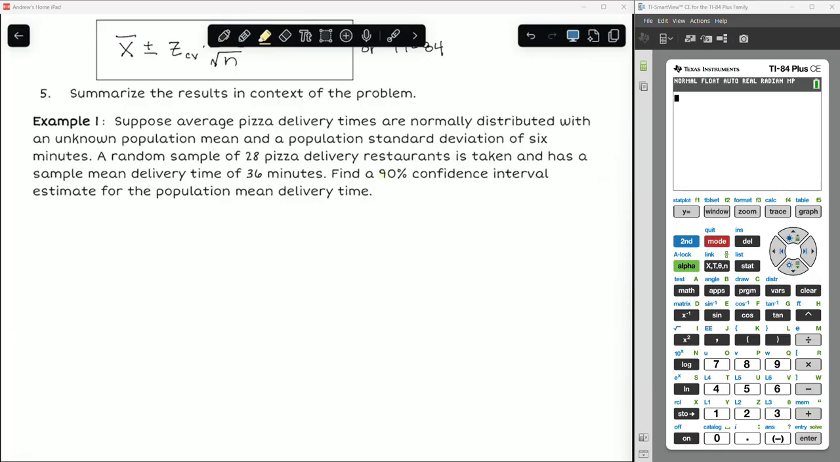So they're asking me to build a 90% confidence interval for population mean delivery time. So I'm going to go through my 5 steps in order. The first is I'm defining my variable. So I know this is the mean pizza delivery time.